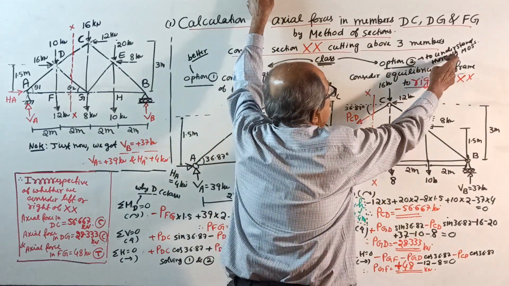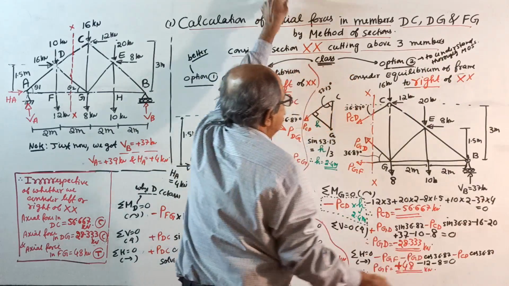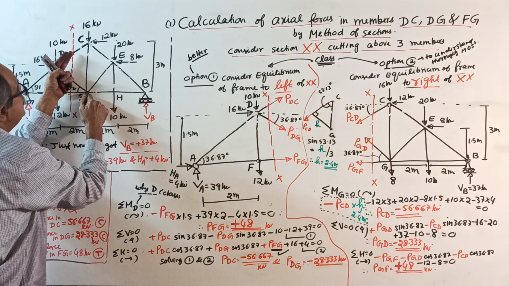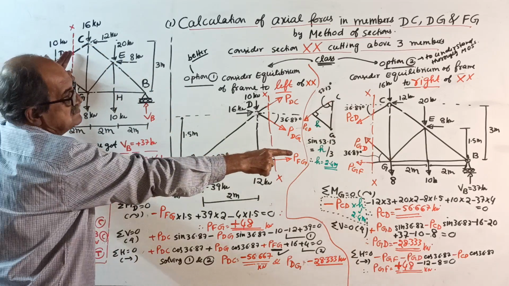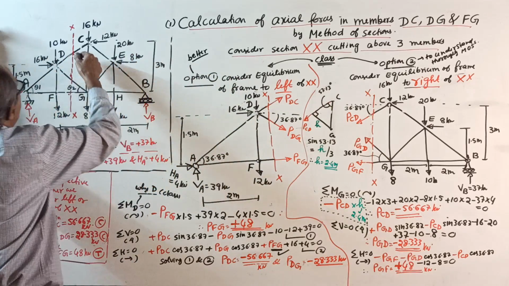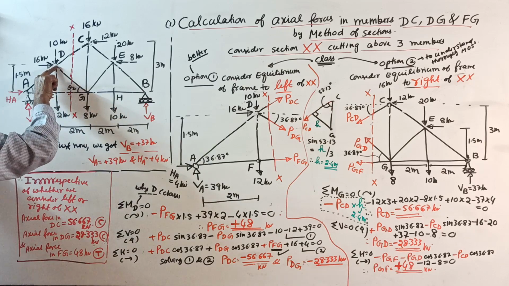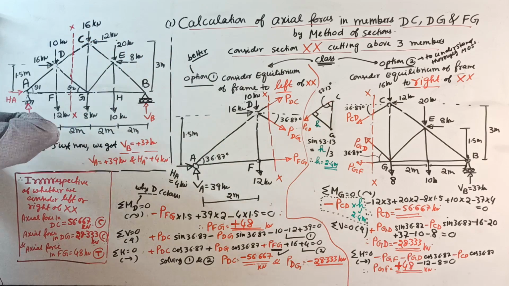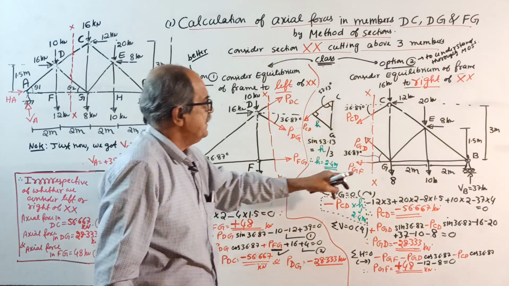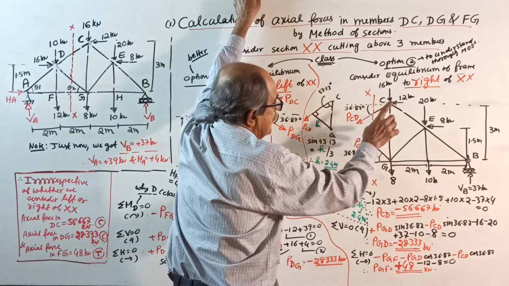Or option 2, only to understand, consider equilibrium of the frame to the right of the x-axis. See here, then B, H, G, E, C are intact. I entered everything there. Height 3 meter, height 1.5. Then P, C, D. Now you are writing from this side. Earlier, when I wrote from here, I wrote P, D, C. Now P, C, D, P, G, D, P, G, F. All are taken outgoing, acting away. The angles are known for you.